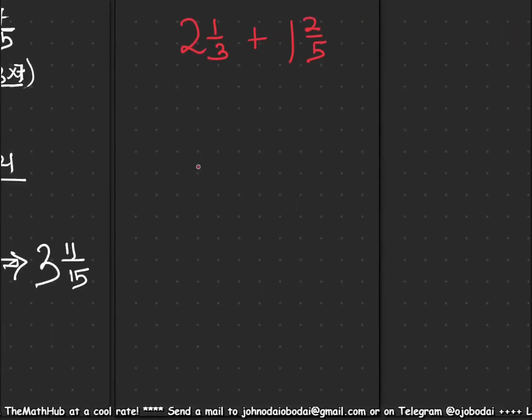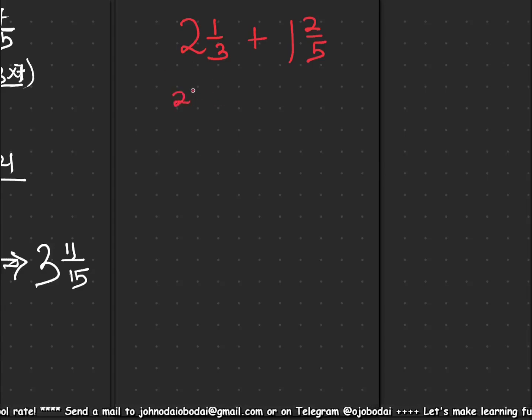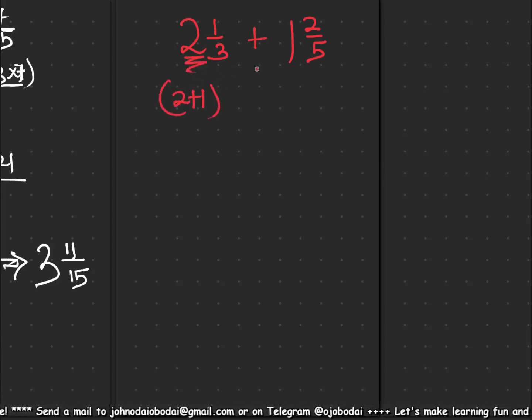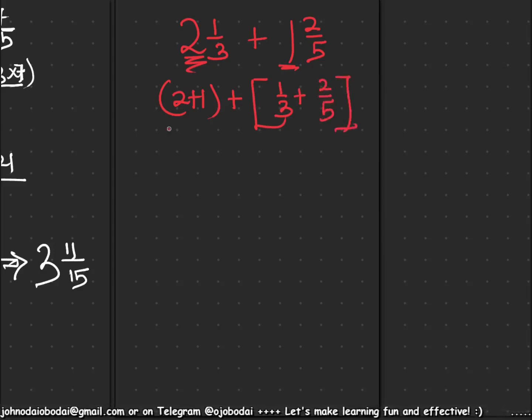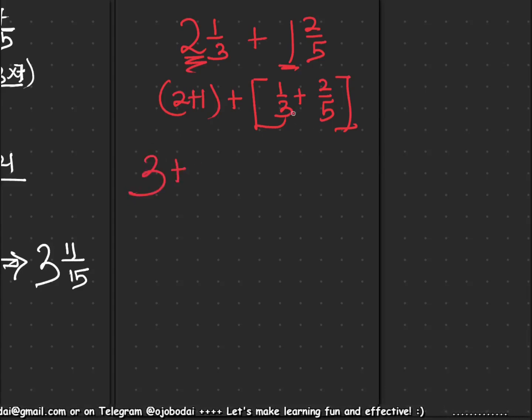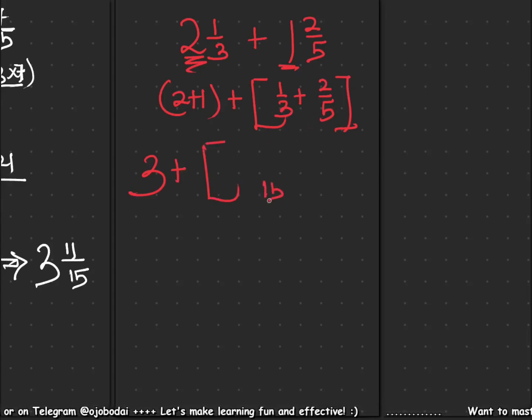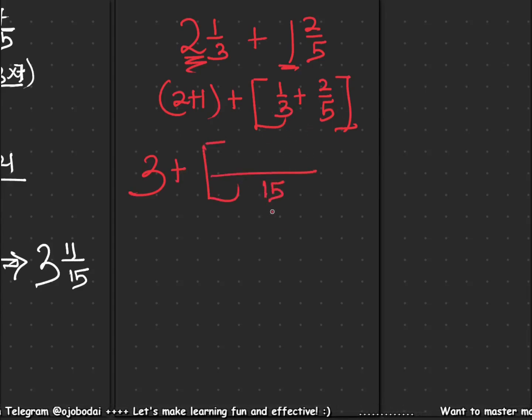So this other method says, let's add the whole numbers together and let's add the fractions also together. What that means is we are going to have 2 plus 1, that is this whole number plus this whole number, and then plus the fractions 1 over 3 plus 2 over 5. And we know 2 plus 1 gives us a 3. So we have 3 plus the LCM of this here, which is what? 15.